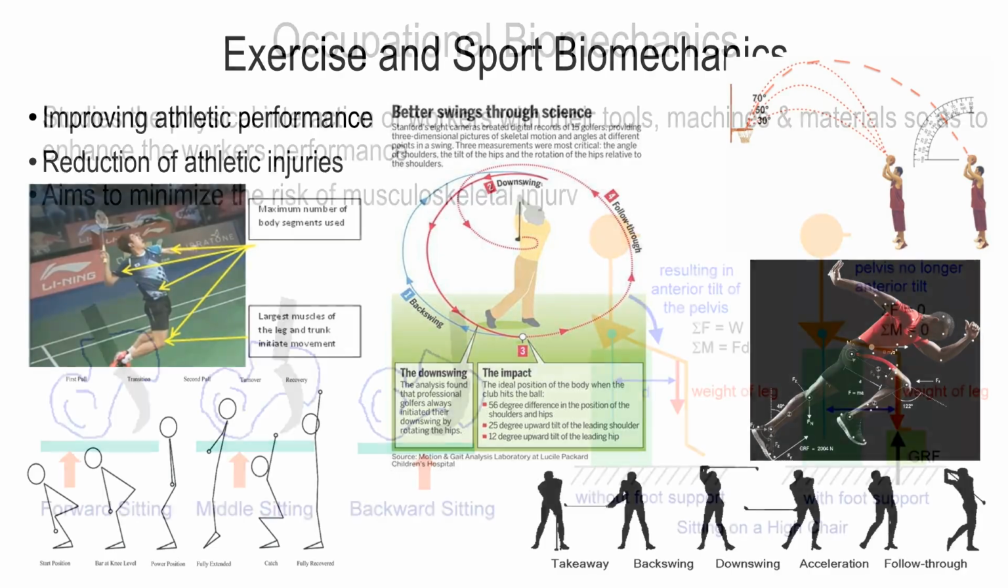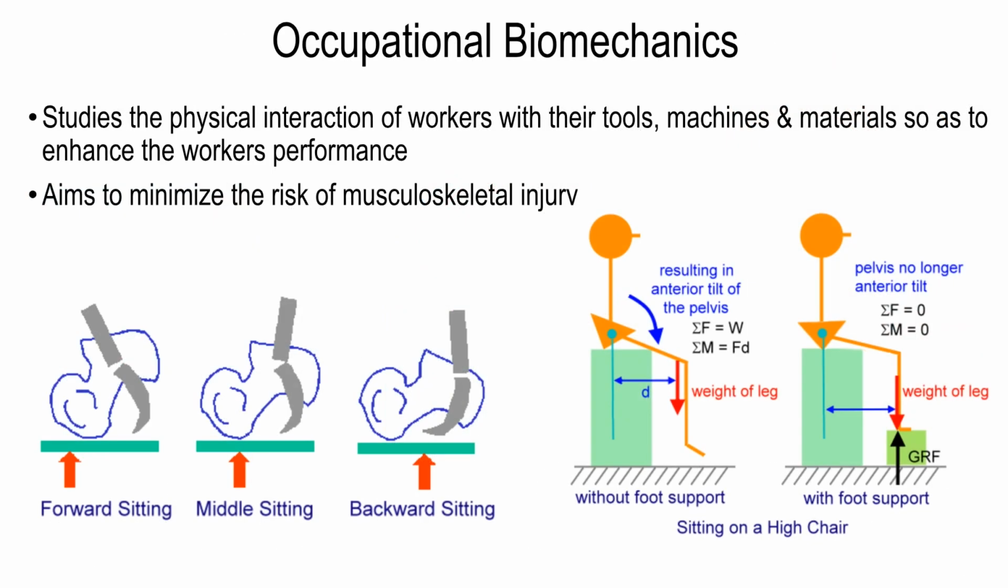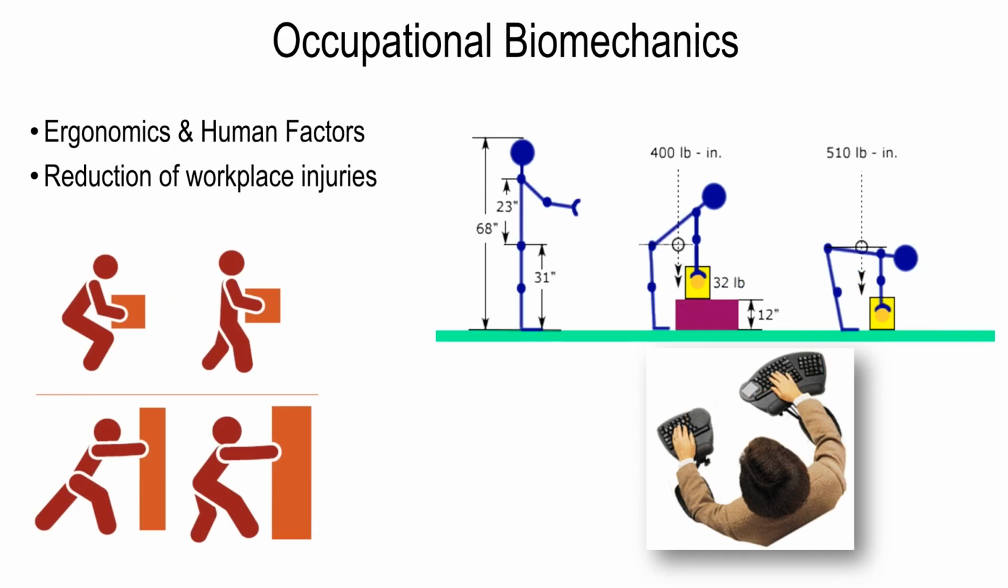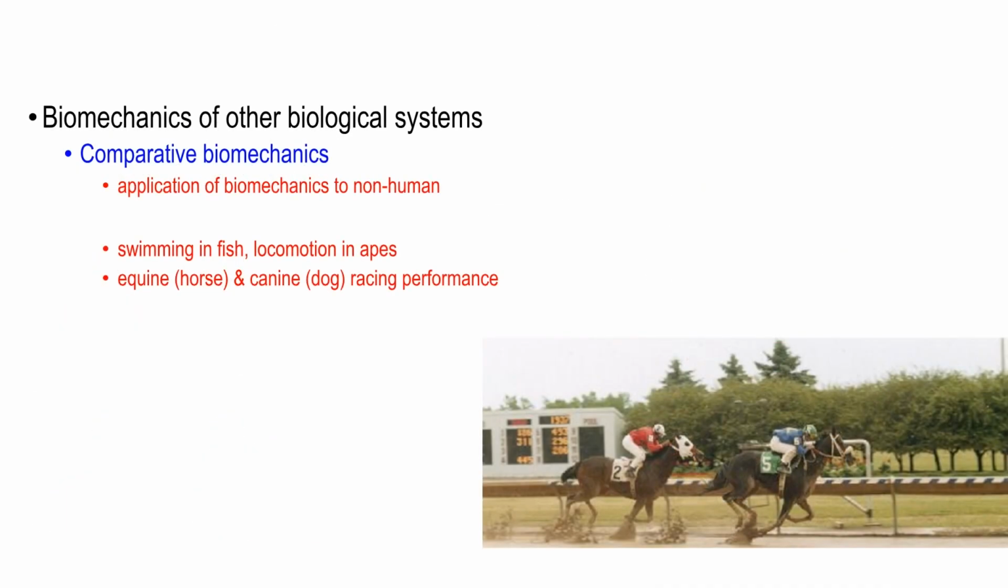or a basketball shot. Occupational biomechanics studies the physical interaction of workers with tools and materials to enhance performance and minimize the risk of musculoskeletal injury. In the workplace, occupational biomechanics uses ergonomics and human factors to reduce workplace injuries, for example, by optimizing lifting techniques and seating posture. Comparative biomechanics applies mechanical principles to non-human biological systems, such as studying swimming in fish, locomotion in apes, and racing performance in horses and dogs.